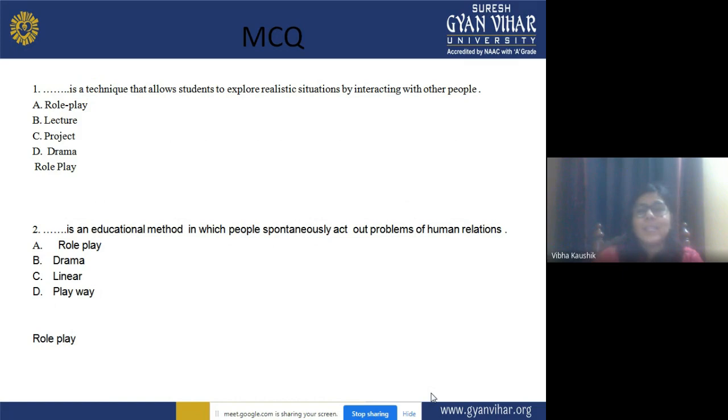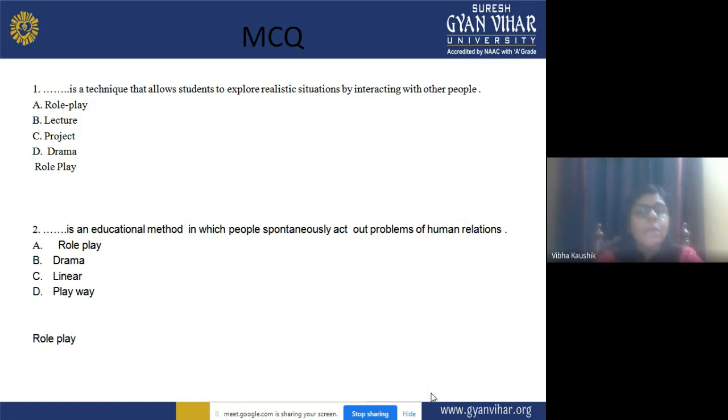So role play is a technique that gives students opportunities to explore realistic situations by interacting with other people. Now, the second one: dash is an educational method in which people spontaneously act out problems of human relations. Which educational method gives students the opportunity to spontaneously act out problems of human relations?